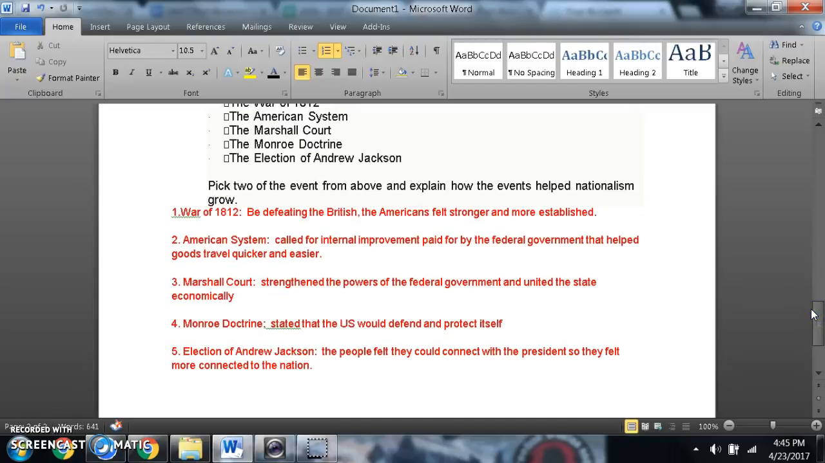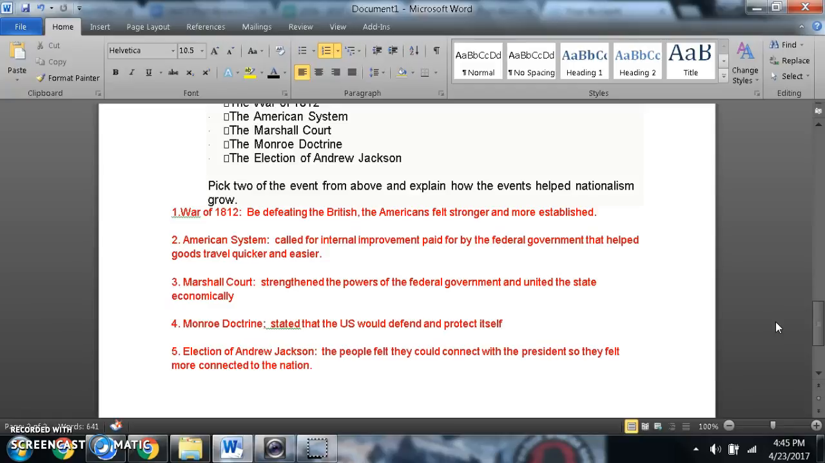I'm going to read just a couple of these. Let's say you decide to do the War of 1812. Well, it helped nationalism grow in the United States. By defeating the British, the Americans felt stronger and more established, and they felt like they needed to be more respected. Let's go to the Monroe Doctrine.